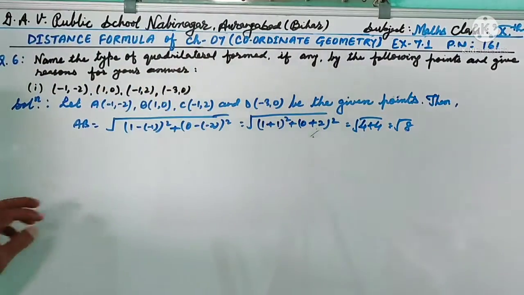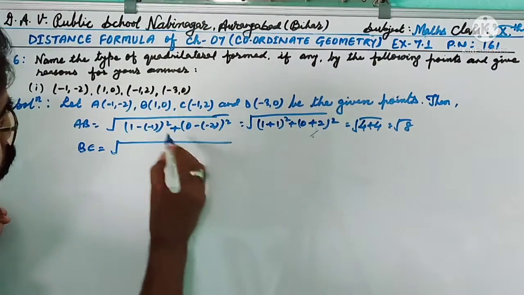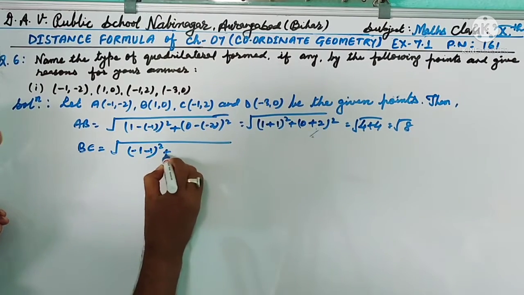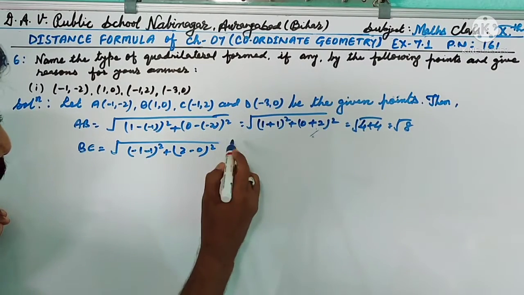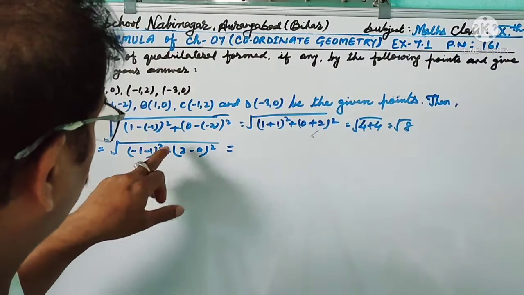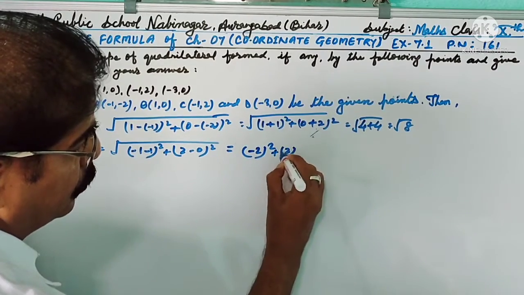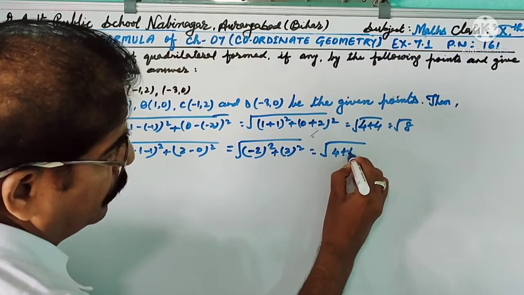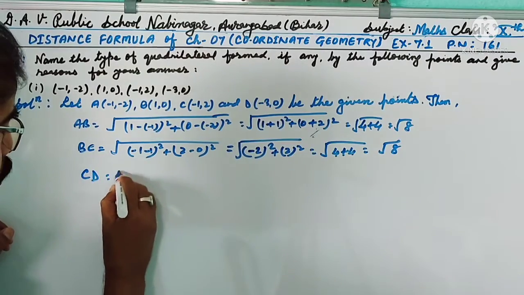AB equal to root 8 and BC equal to square root of (-1 minus -1) square plus (2 minus 0) square, that is (-2) square plus 2 square, square root of 4 plus 4, which is also root 8.